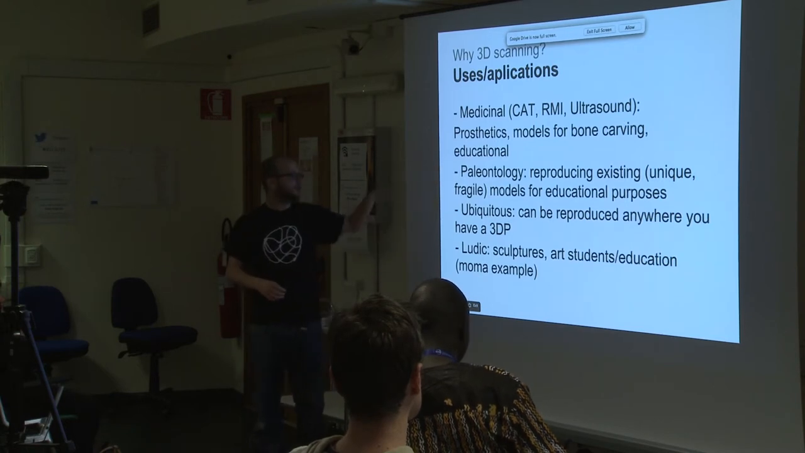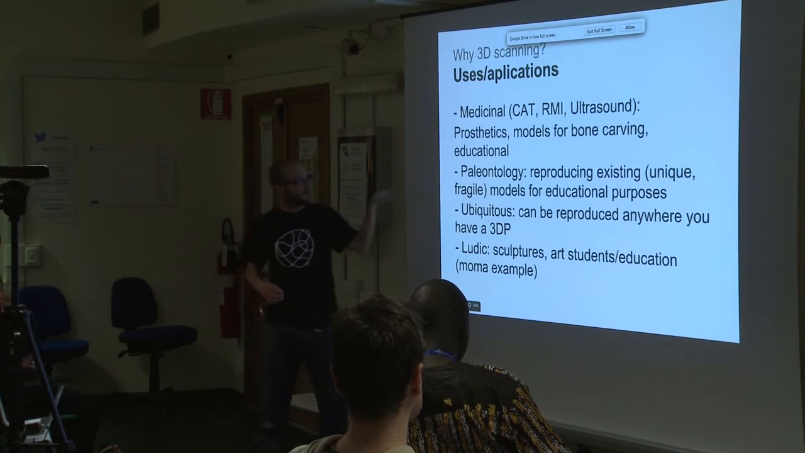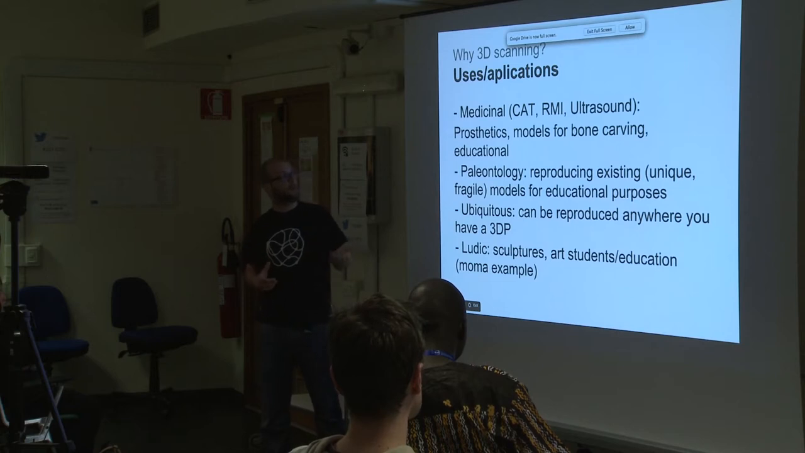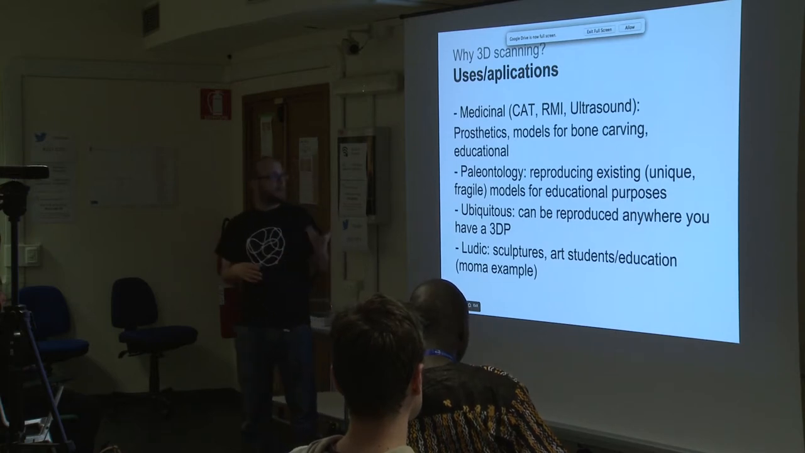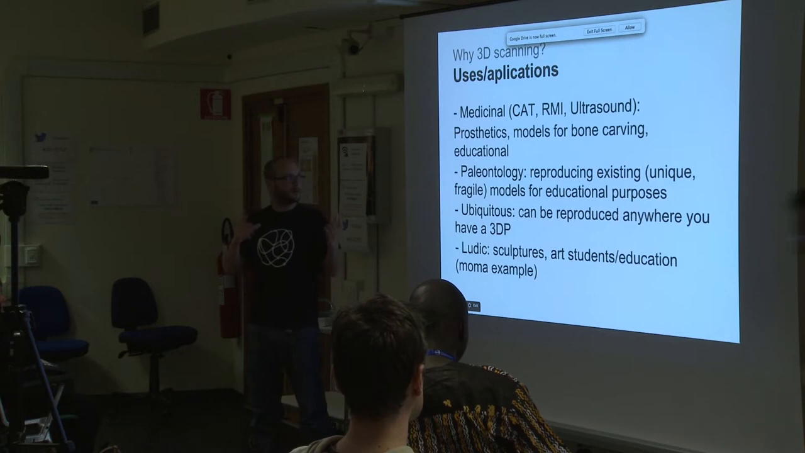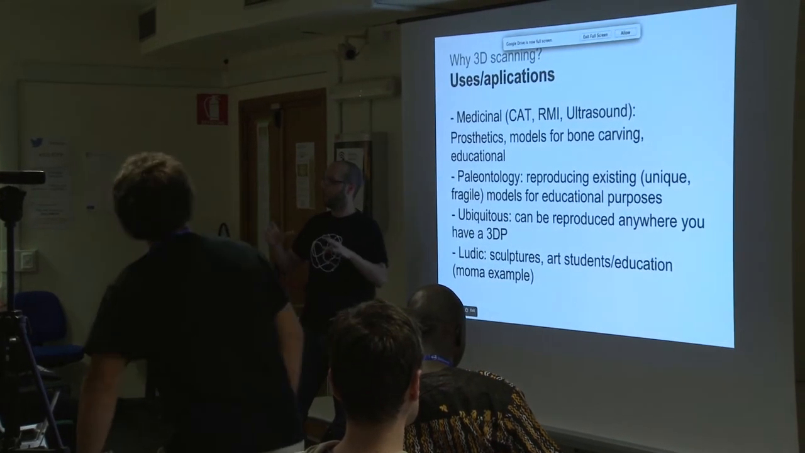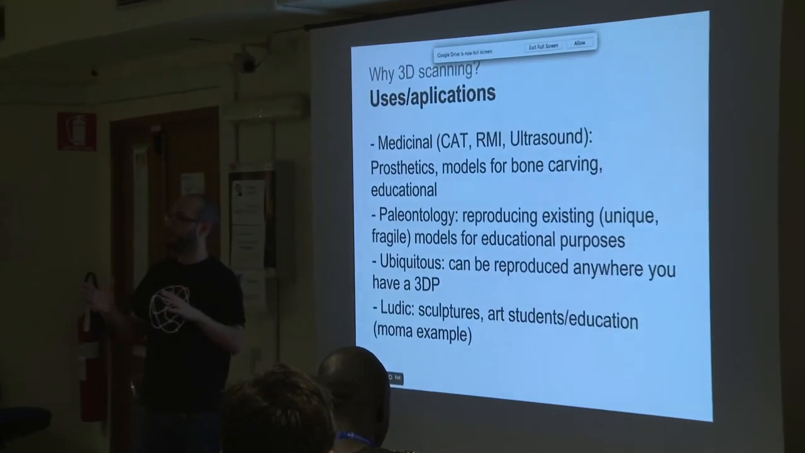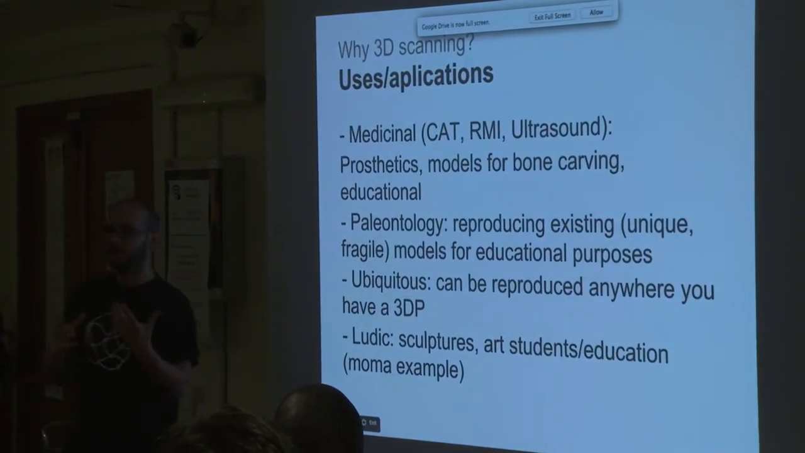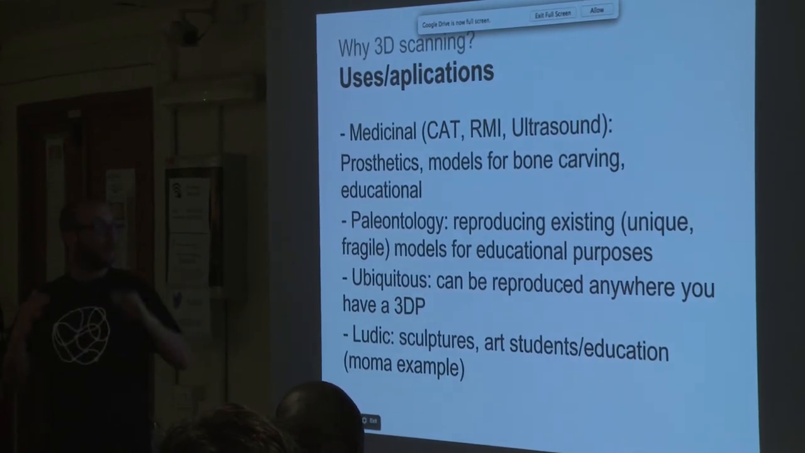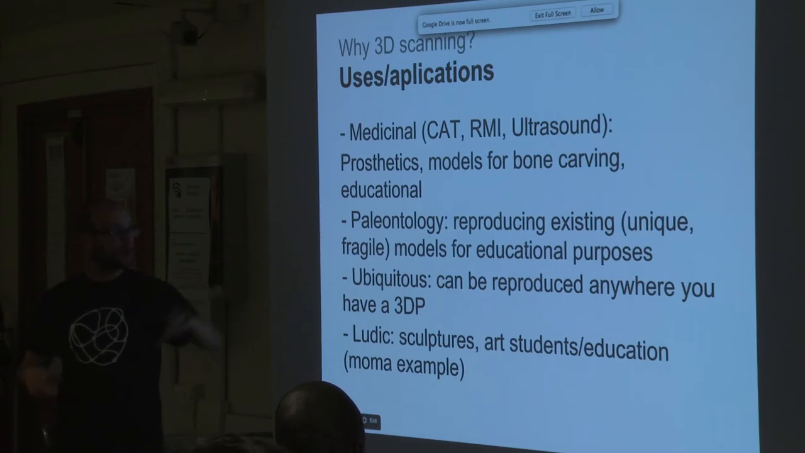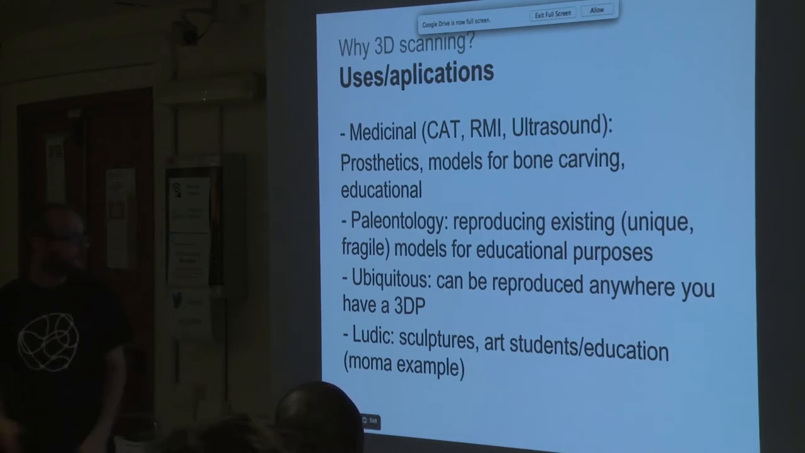Also in paleontology, these are just a few examples, this is very important, because we can reproduce existing bones that may be unique, very rare, hard to find, and also very fragile. The way paleontologists usually reproduce bones or things that they have found is by making models by casting, and this can be a bit traumatic for the piece itself. When we use 3D scanning techniques, we don't even have to touch the piece. We can just obtain the model and reproduce it, and then we can touch it as much as we want. We can even break it if we want. We will just print another piece, no problem.